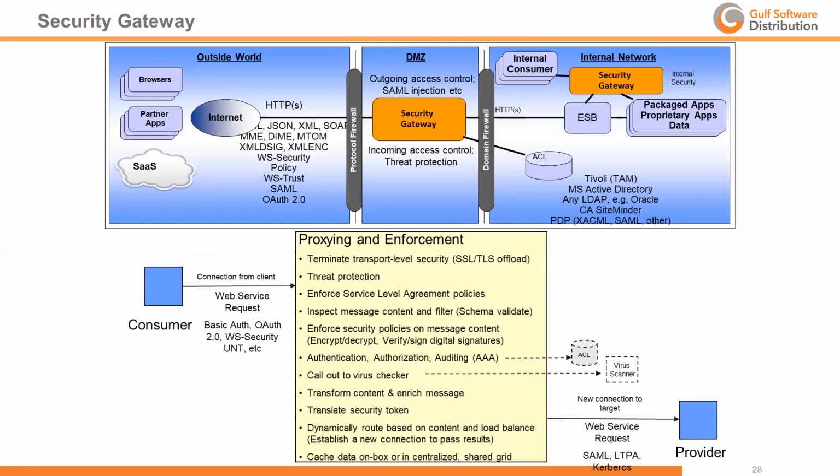So basically, within the DMZ zone, you can do a lot of things. So it can be assuring that the transport level security is met, assuring that there are threat protection norms which are met, assuring that the SLA policies and the triple factor authentication, all these authentications, will need to be done before a message actually reaches the internal network of a particular customer. And that's exactly what the security gateway provides.